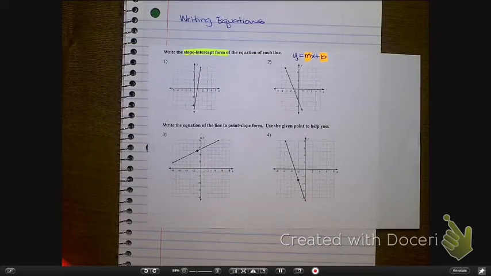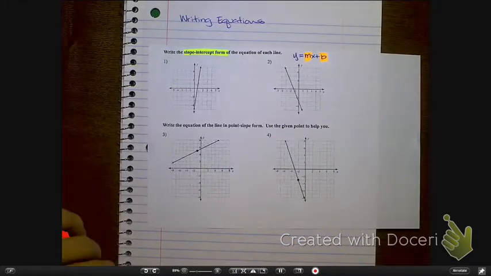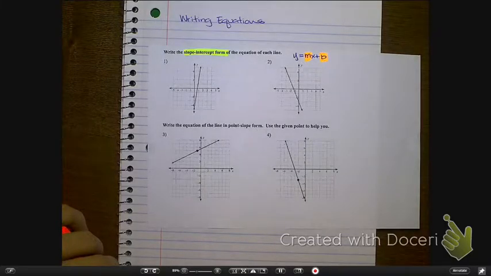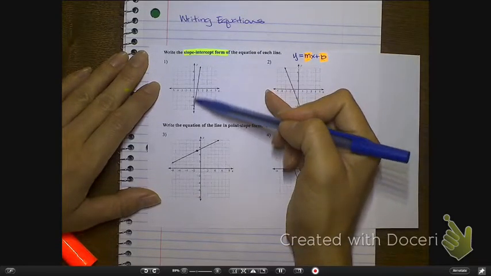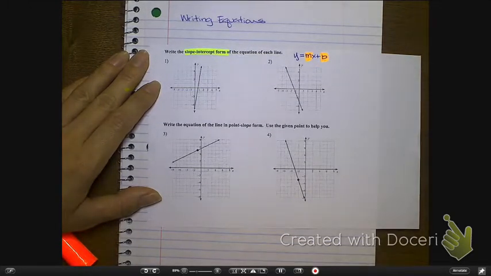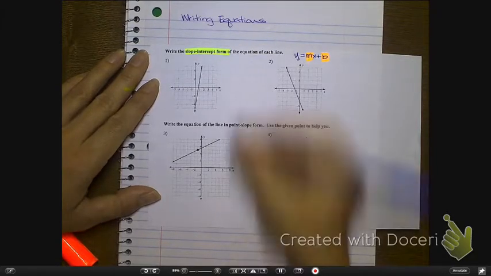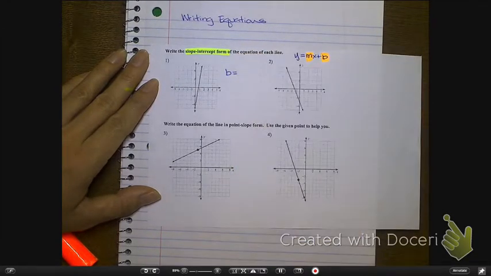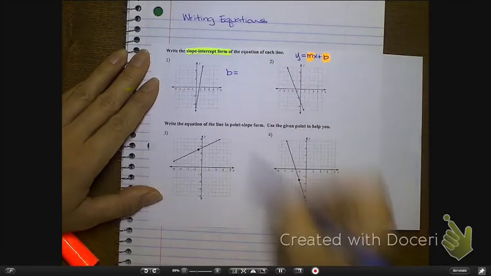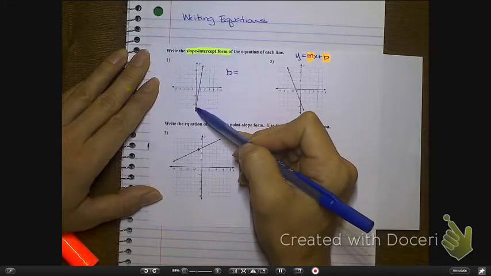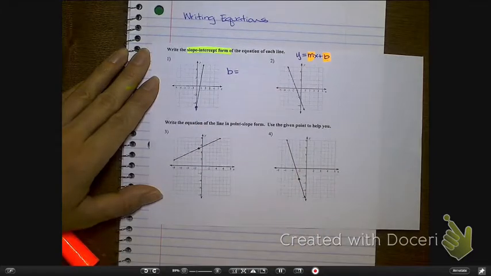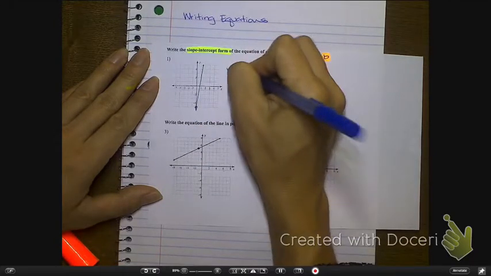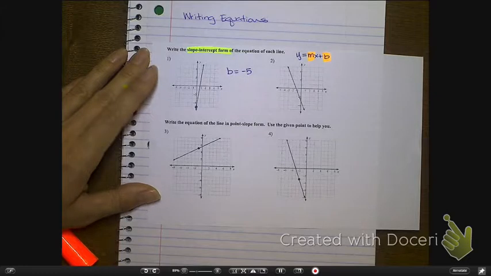Okay? All right, so let's take a look at this first line here. On this first line, what we want to do is figure out where this line is crossing the y-axis, at what exact point. That's going to be our y-intercept. So where is it crossing the y-axis? Way down here, right? Okay, what is this point right here? -5. Okay, so that's going to be your y-intercept.